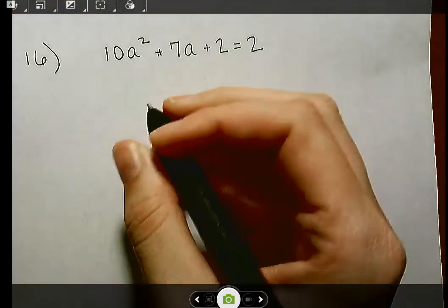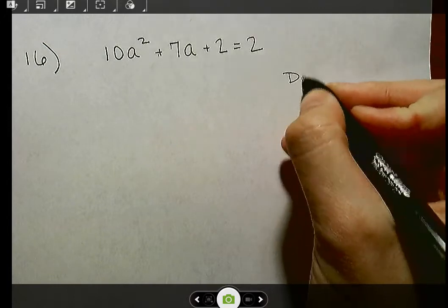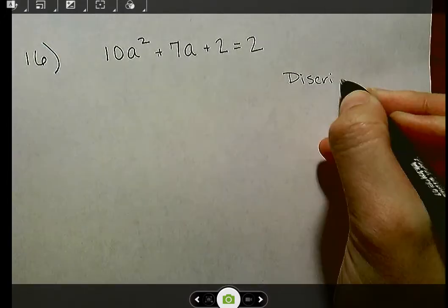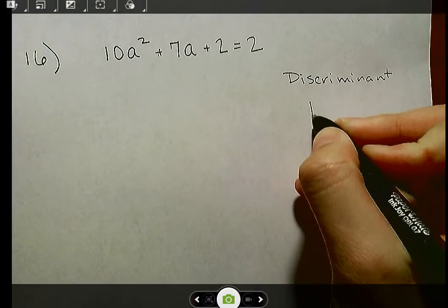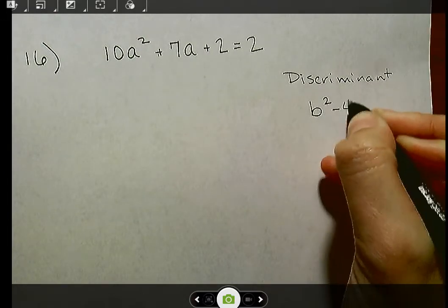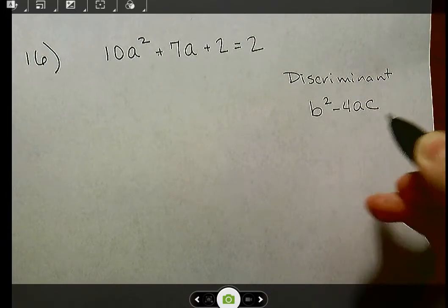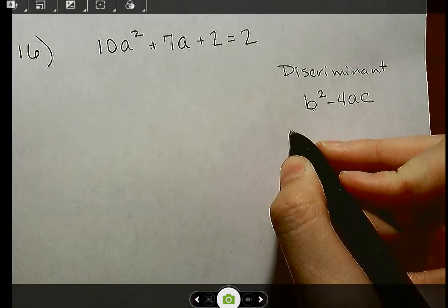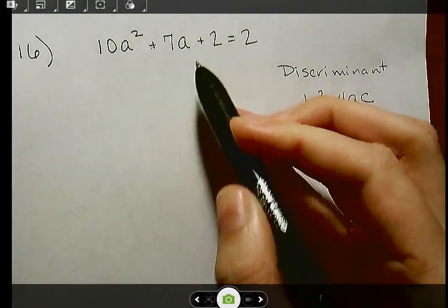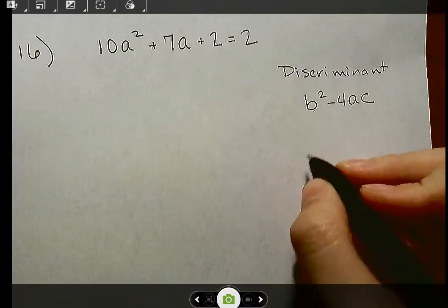Okay, problem 16. It asks us to find the discriminant. The formula for it is b squared minus 4ac. That number will tell us something. So first we'll find out what number this is, and then we will know how many solutions this equation has and what type of solutions.